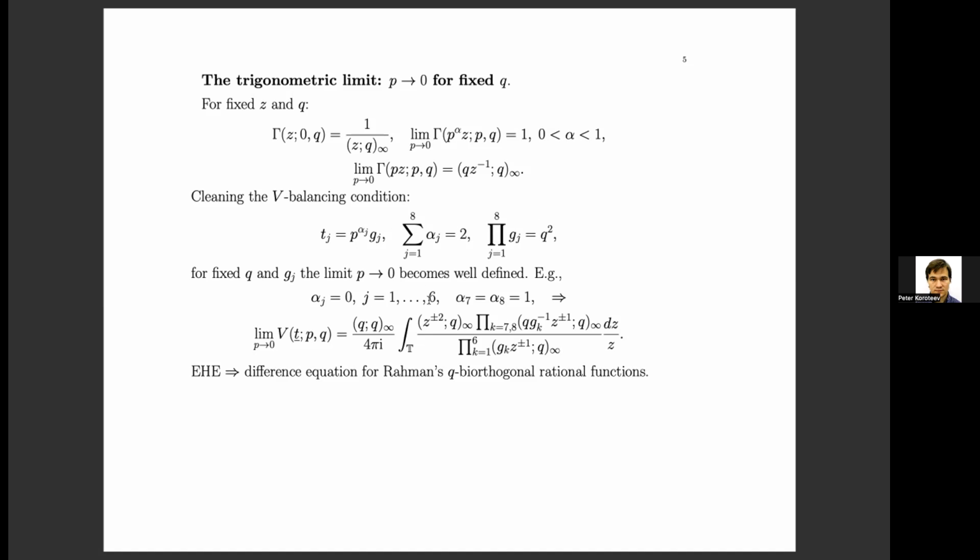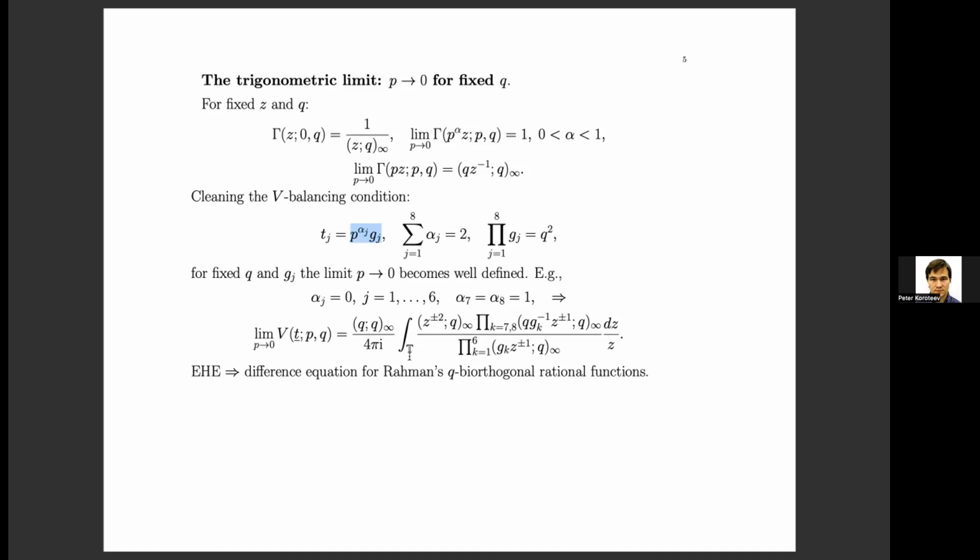And for instance, in the simple case, when I scale only t7 and t8, with alpha 7 and alpha 8 set equal to 1, so that only t7 and t8 will be scaled, then in this case I remove the p dependence using the inversion relation for the elliptic gamma function, and then it's very trivial to take the limit p goes to 0, and here is the answer.